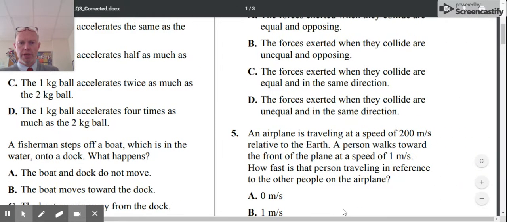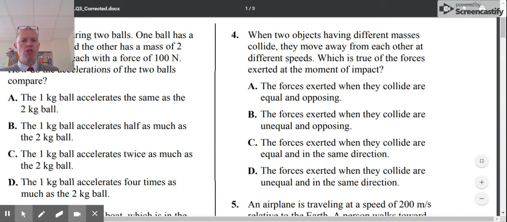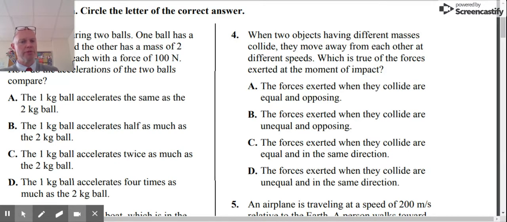Question number 4. Two objects have different masses. When they collide, they move away from each other at different speeds. What is true of the forces exerted at the moment of impact? Think about Newton's third law of motion.